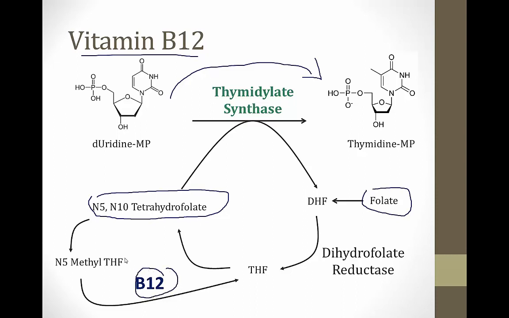The reason you need B12 is because there is some conversion of N5-N10 tetrahydrofolate into N5-methyl tetrahydrofolate, and B12 regenerates that back into tetrahydrofolate. So if you are deficient in B12, all of your folate will get trapped in this N5-methyl form, and you won't have enough N5-N10 tetrahydrofolate around in order to convert uridine into thymidine.